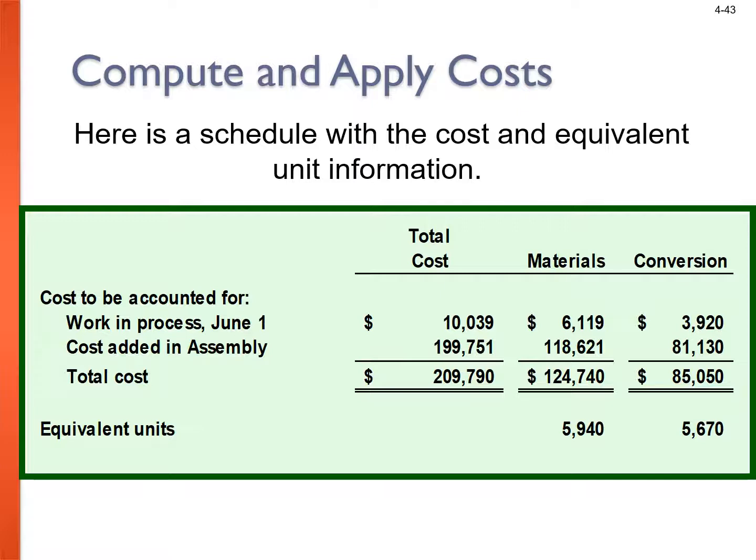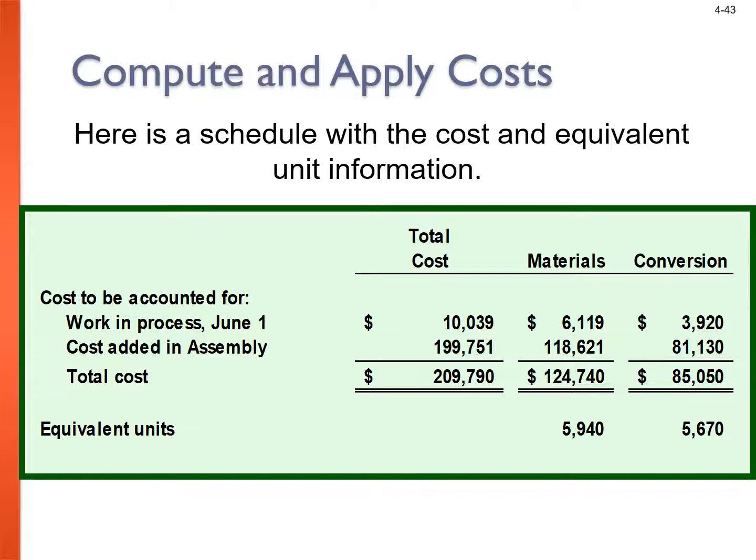Total costs were 10,039: 6,119 for materials and 3,920 for conversion. That was the amount in our beginning inventory. Total cost added to the department during the period was a total of 199,751: 118,621 were from materials, 81,130 from conversion costs. So the total cost of materials from the beginning of the period and added in is 124,740, and those are associated with the products that were being worked on, and the conversion is 85,050.